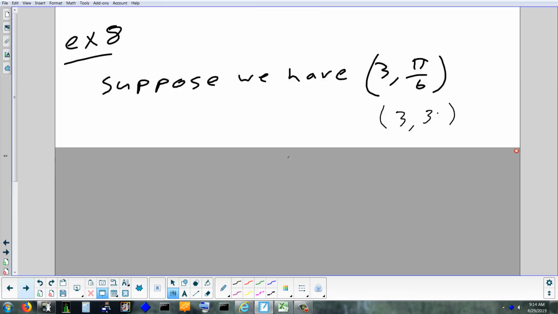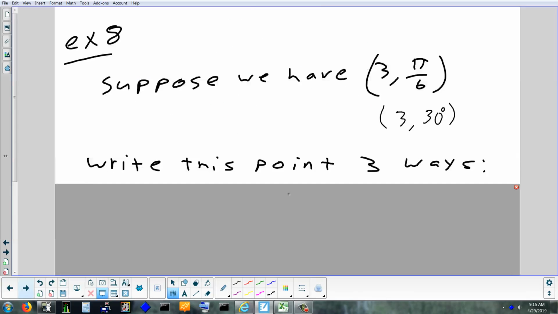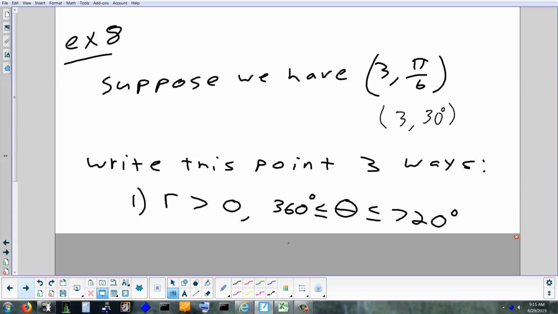30, yep. So 30 degrees. Remember, pi is 180. So if you do it out, your pi's would cancel, and 180 divided by 6. Now, I want to write this point 3 different ways. That's a positive. First thing I want you to do is write it with a positive radius, but I want an angle that's bigger than 360.